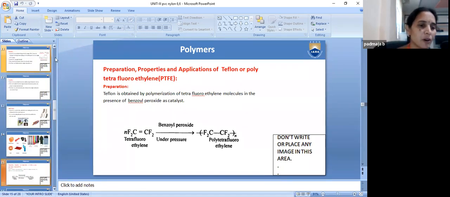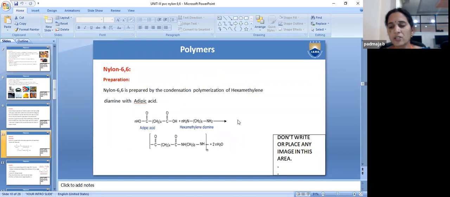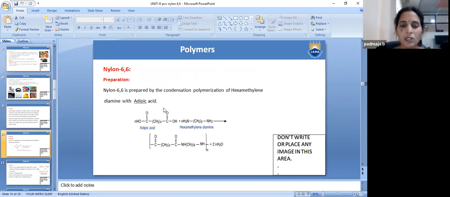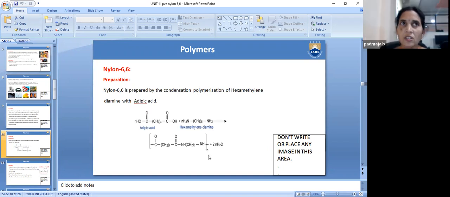So how to prepare nylon 66? Nylon 66 preparation: hexamethylene diamine and adipic acid. What type of polymerization process is here in the preparation of nylon 66? Condensation polymerization. So what is condensation polymerization?